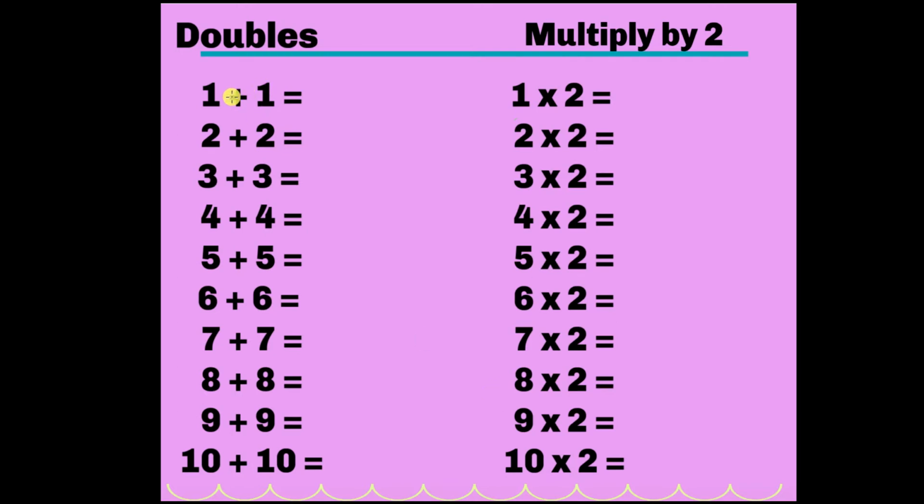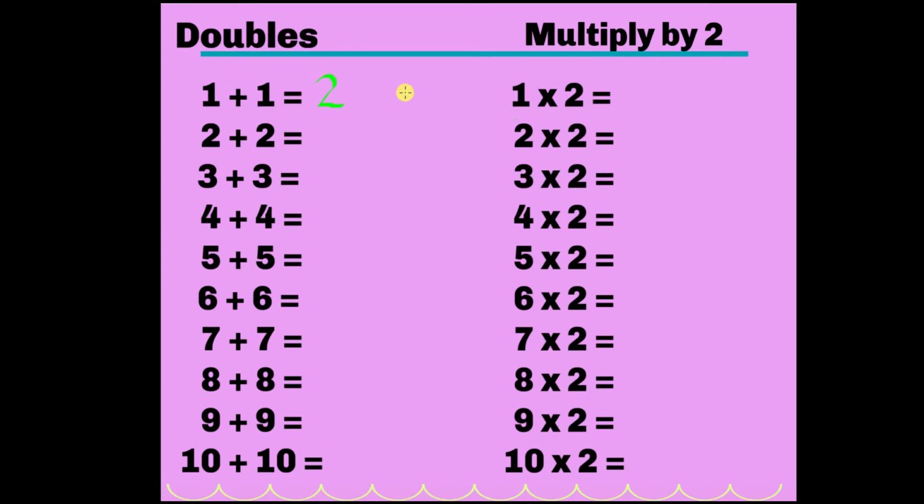So here's the trick. If we're multiplying 1 times 2, we know 1 times 2 is also 1 plus 1. So we know that 1 plus 1 equals 2. All you are doing is doubling the number. It's just a quicker way to say 1 plus 1. That is the rule for multiplying by 2. Just remember, when you multiply by 2, you are doubling the number.